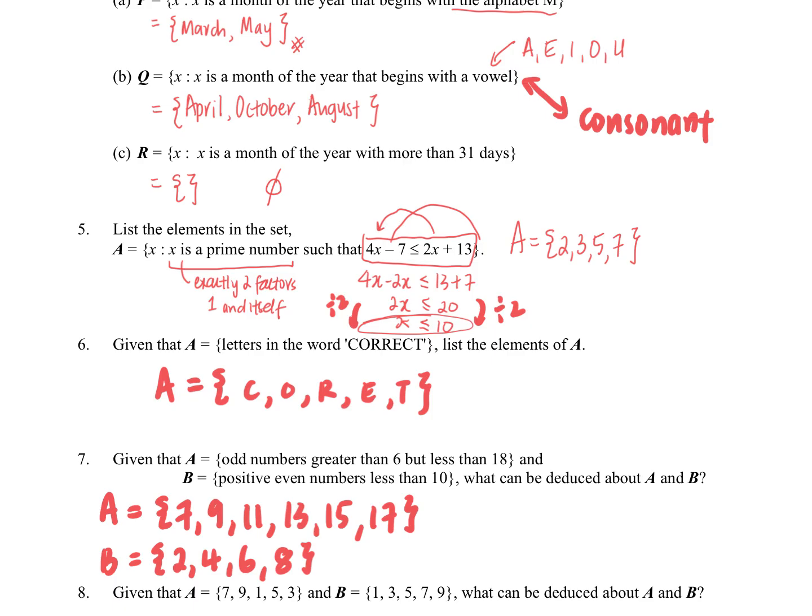Then they ask you, what can you deduce about A and B? So they don't share anything in common, so you can say A and B are disjoint sets. So it's really all about language and symbols, this chapter. But they can also test some math definitions in it.